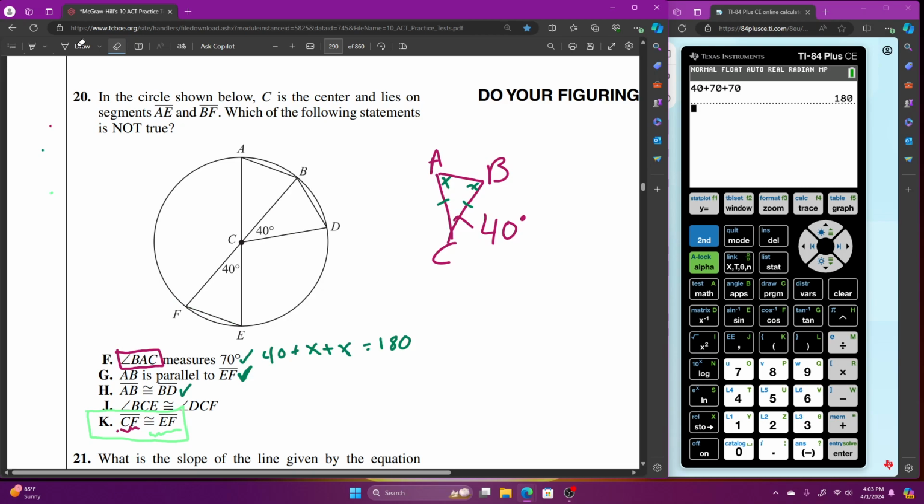Answer choice J says angle BCE is equivalent to angle DCF. And here's how we know that's true. They both have this something, whatever it is, in this little unknown section, and they're both being added to 40 degrees. I don't know plus 40 is going to be the same as I don't know plus 40. So that's true. So answer choice K was the correct answer.